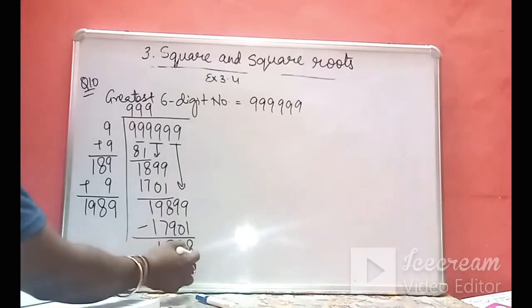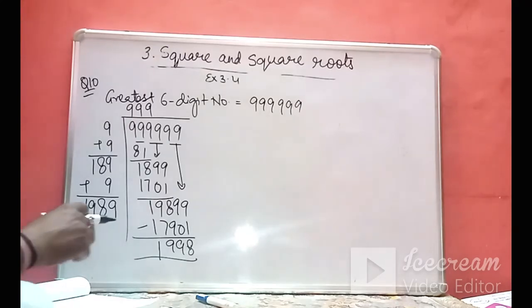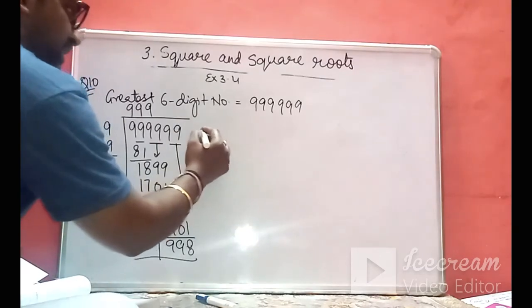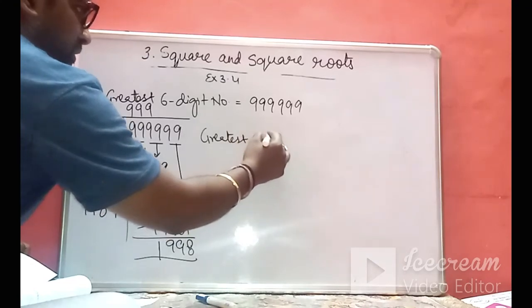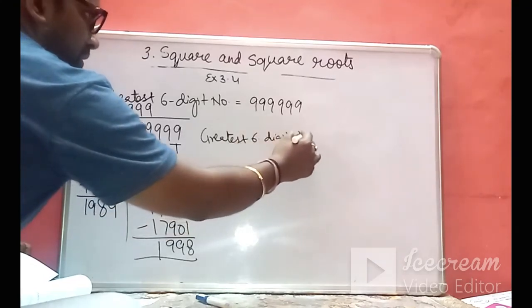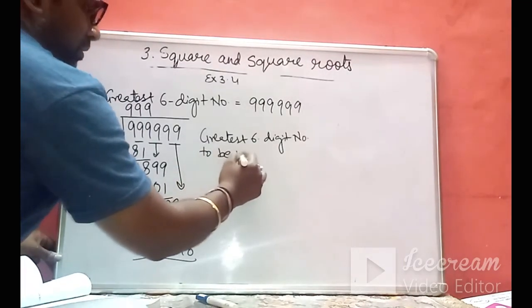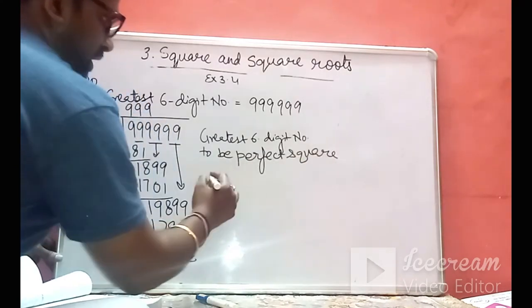It is 1998. Now you just see, I want the greatest 6-digit number. That means if I increase this number by 1, it becomes a 7-digit number. So I want a number which is of 6 digits. So it becomes the case when we have to find the least number which is to be subtracted. So in that case I can say the greatest 6-digit number to be a perfect square.